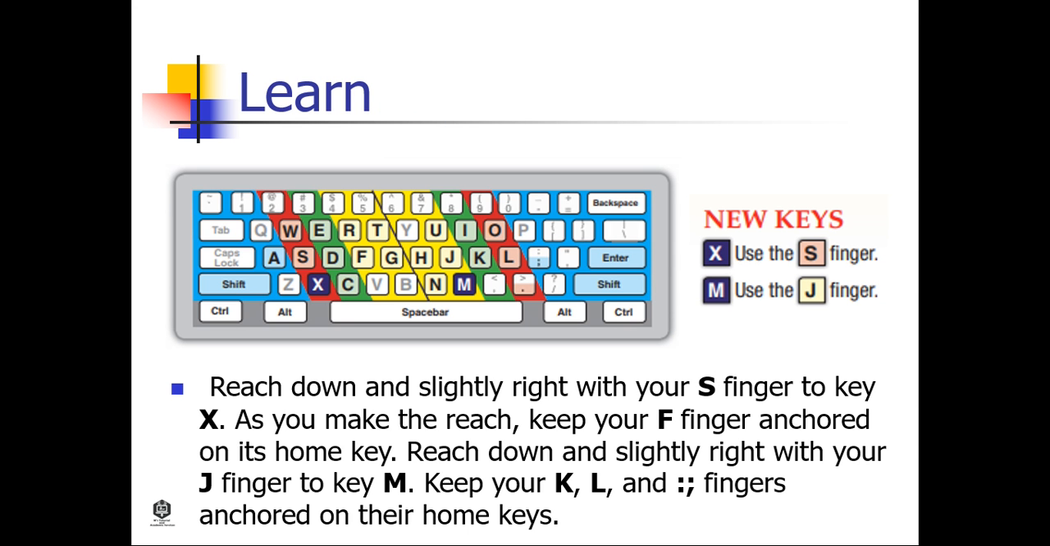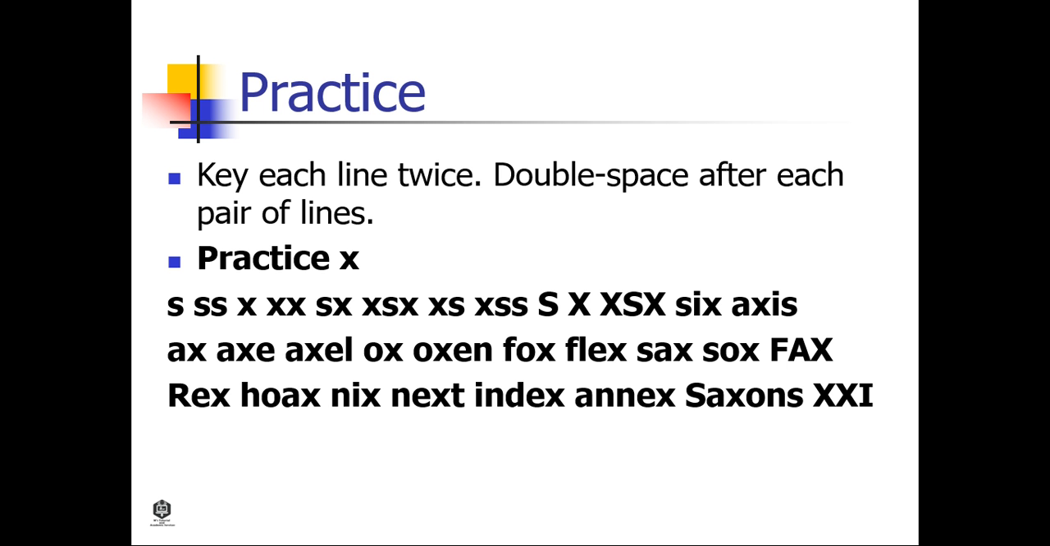Reach down and slightly right with your S finger to key X. As you make the reach, keep your F finger anchored on its home key. Reach down and slightly right with your J finger to key M. Keep your K, L, and semicolon fingers anchored on your home keys. To do the practice, key each line twice, double space after each pair of lines.